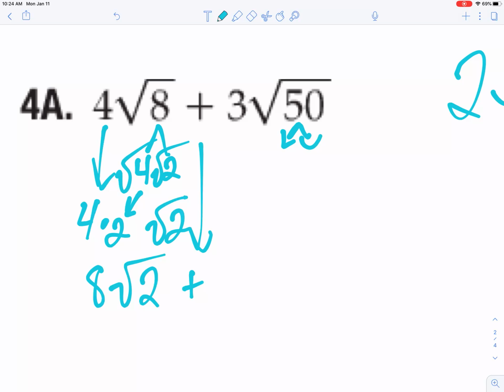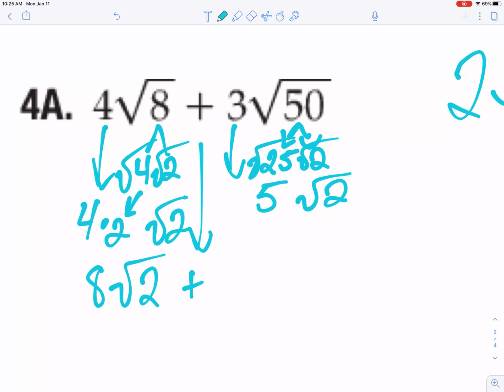Do the same thing here. I recognize that 50 can be split into 25 and 2. Again, I'm looking for the largest square number that evenly divides into your number up here. And 25 does. The square root of 25 is a nice happy 5. I'm stuck with the square root of 2. Don't forget your 3. 3 times 5 is 15 with a root 2.